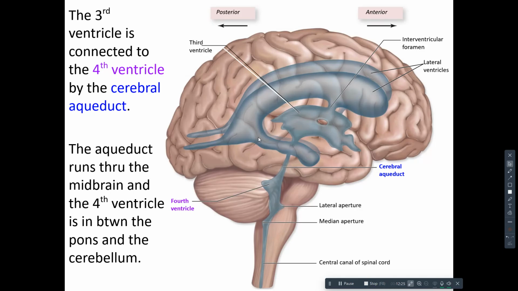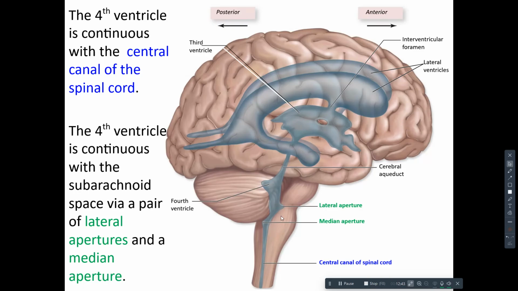So CSF is made in the lateral ventricles, flows into the third through the interventricular foramina. Then the third adds more CSF of its own, flows down through the aqueduct into the fourth. The fourth ventricle adds more CSF of its own.